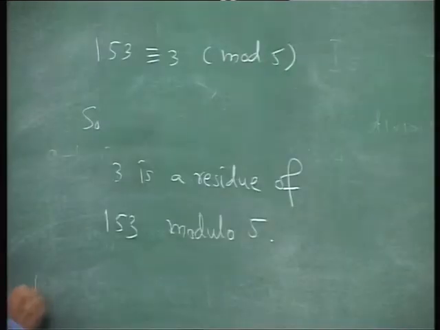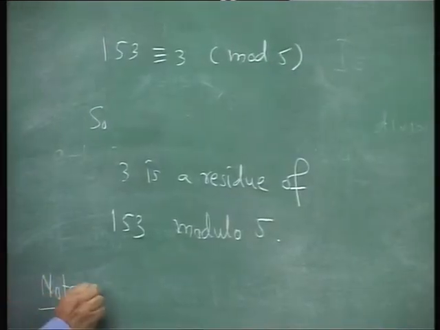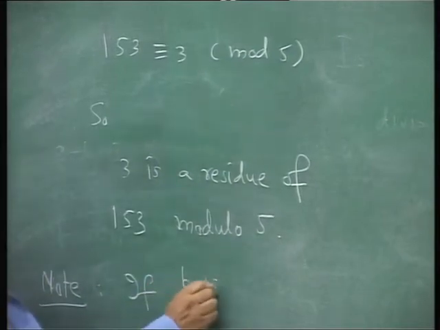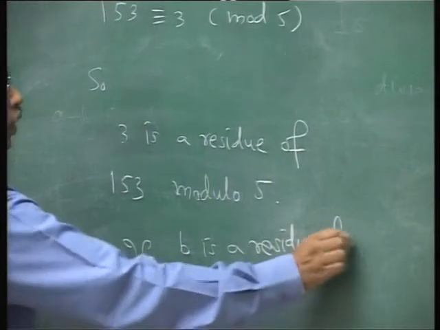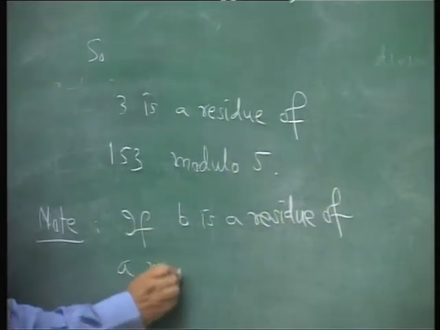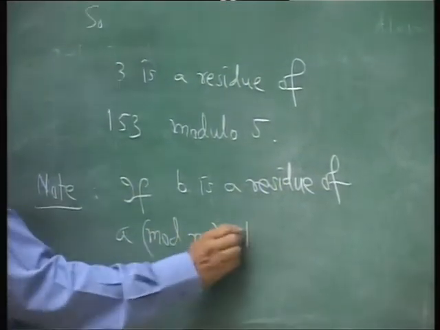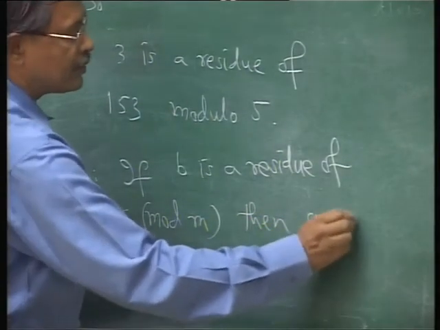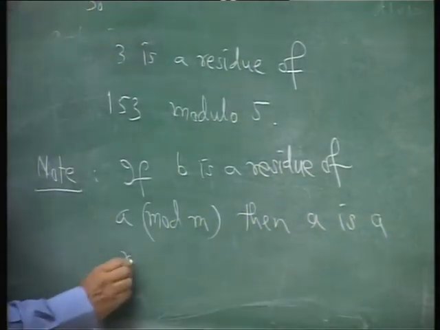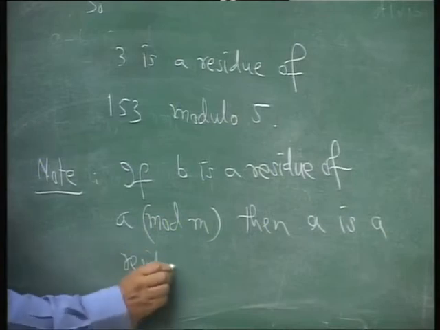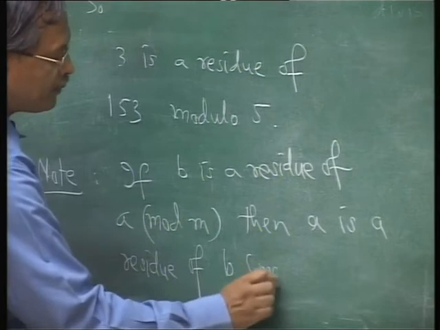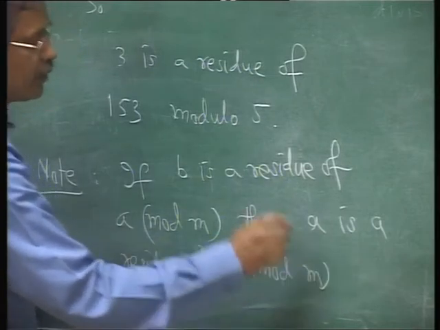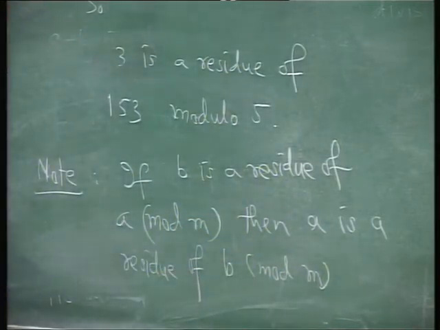So note, if B is a residue of A mod M, modulo M or mod M, then A is a residue of B mod M, because A congruent to B implies B congruent to A.